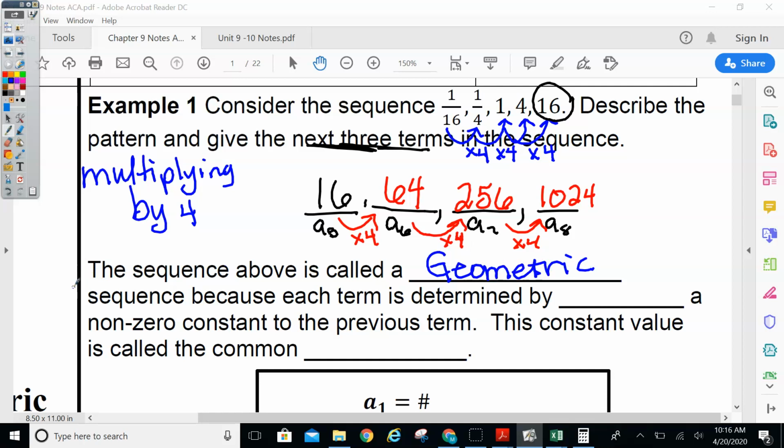Because each term is determined by multiplying a common, non-zero constant to the previous term. This constant is called the common ratio. So here the 4, we say that's R, which is the common ratio that I multiply by. Now we're going to get the explicit formula, and then we're going to use it for the two sequences at the bottom.